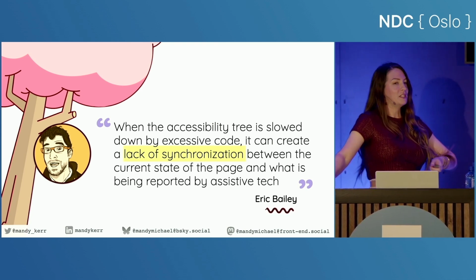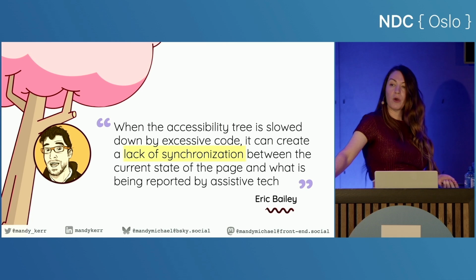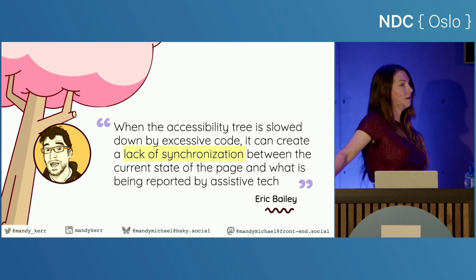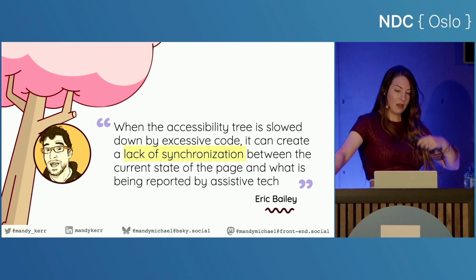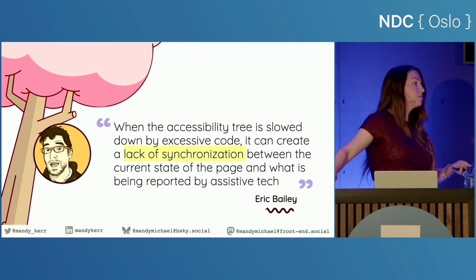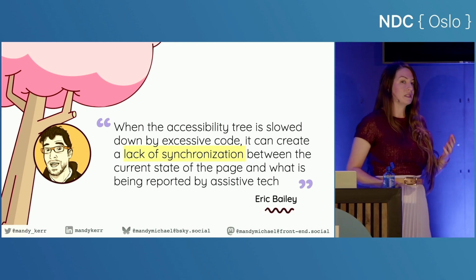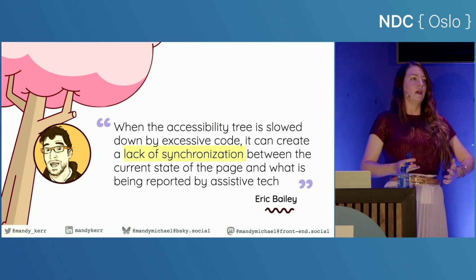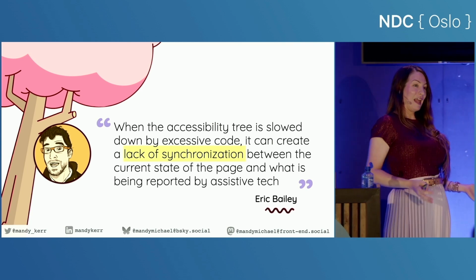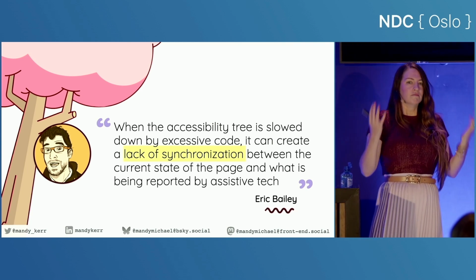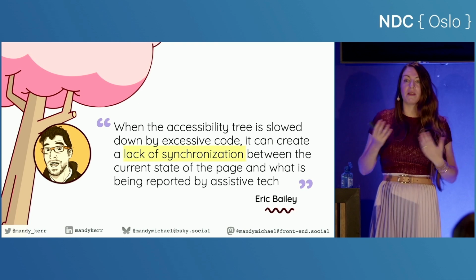When the accessibility tree is slowed down by excessive code, it can create a lack of synchronization between the current state of the page and what is being reported by assistive tech. This results in a mismatch between the page and what the user is presented with via the accessibility tree. As you can probably imagine, that's very confusing. It's kind of like really bad lag or bad dubbing. Not really clear what's going on if that happens.